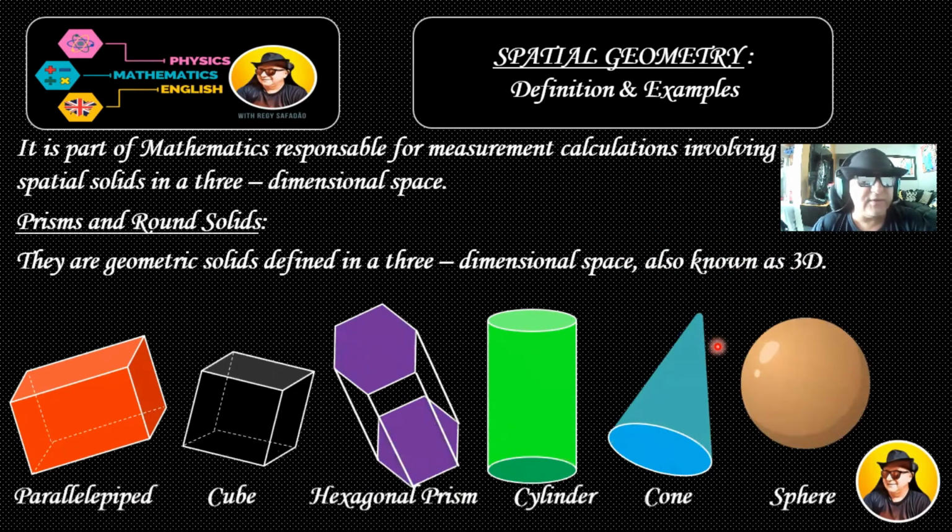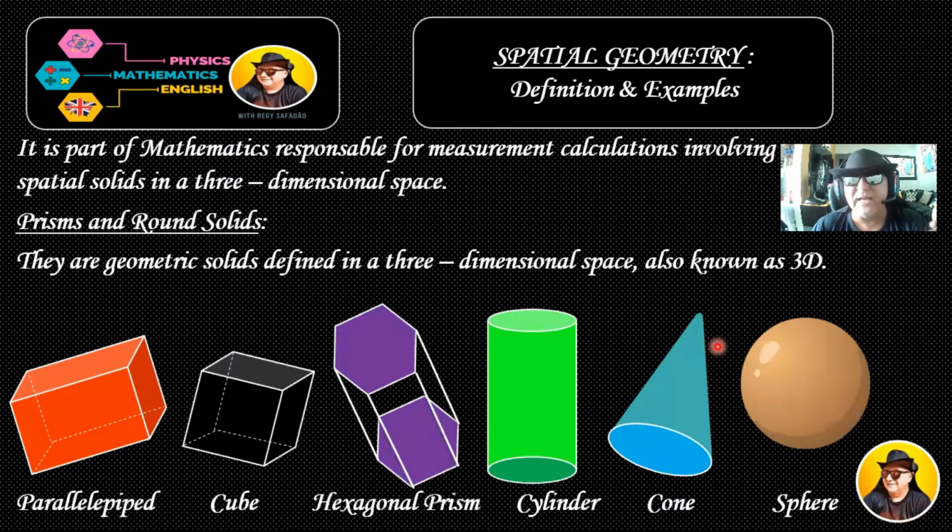The first one is a parallelepiped, also said cuboid. The cube is the second one. Then we have the hexagonal prism. Then we have a cylinder, a cone, and the last one is a sphere. We are going to talk about these buddies, one by one.